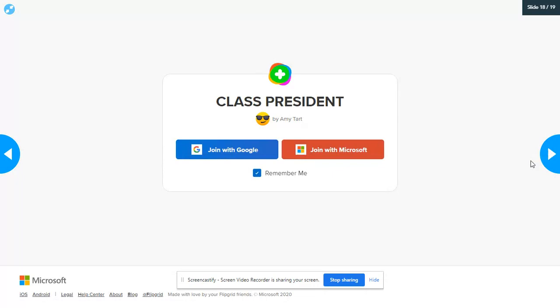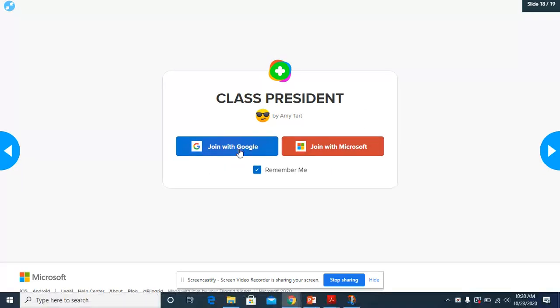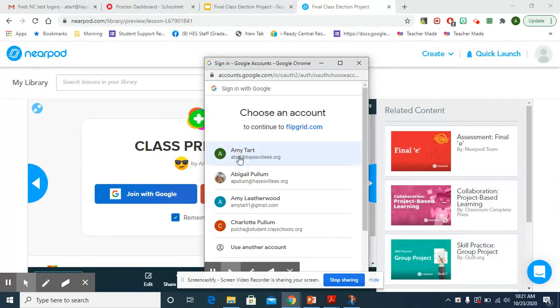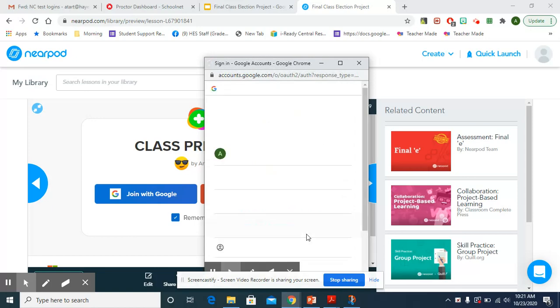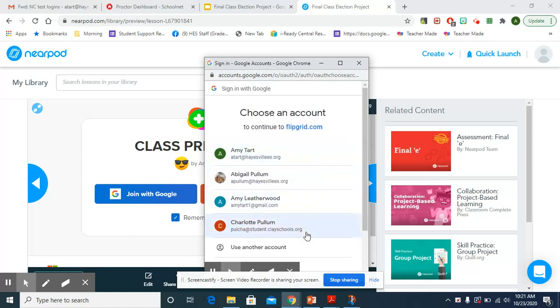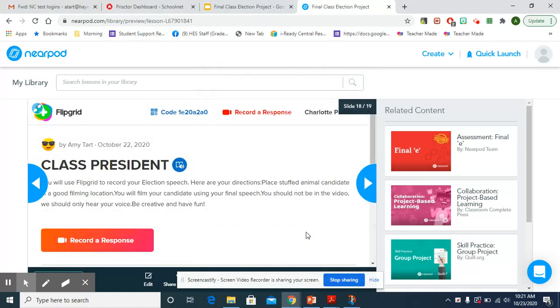So right here, this is the Flipgrid. This is where you would do your video. So you're going to click Join with Google. In this case, I'm going to be Charlotte. And you're going to record your response.